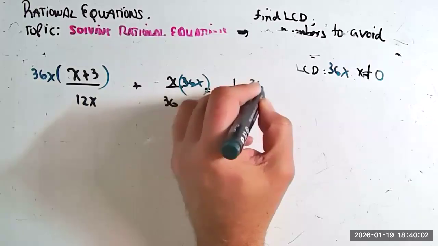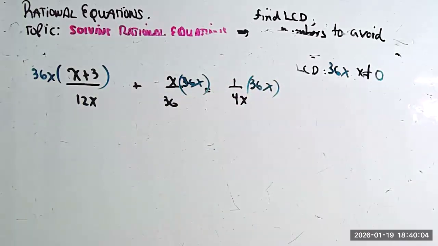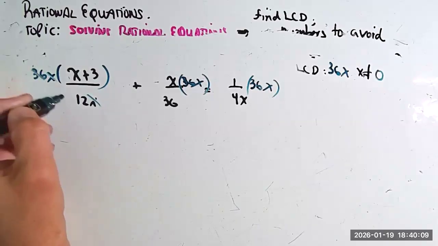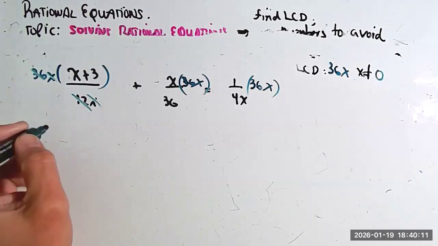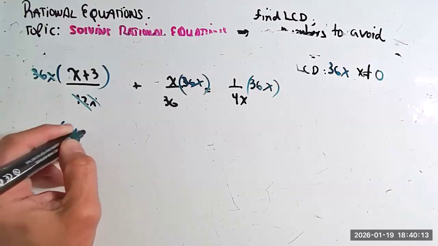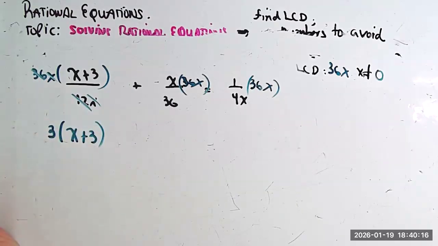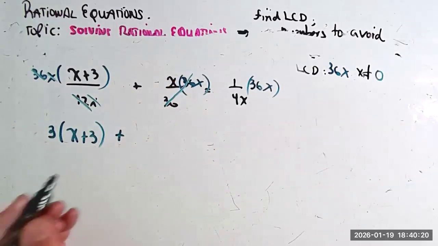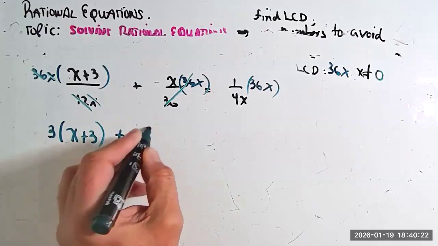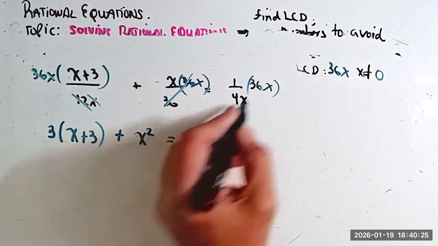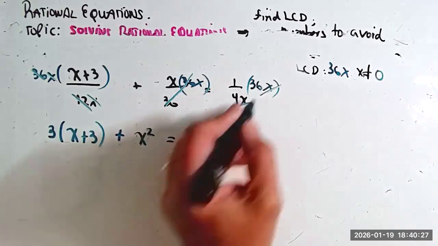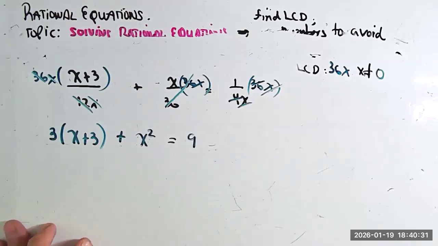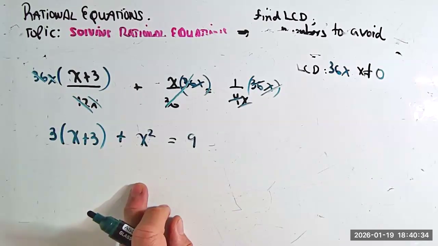Okay. And let's see what type of damage we made here. Well, here x over x is 1. 36 divided by 12, that would be 3 parentheses x plus 3, plus 36 over 36 is 1, so that would be x times x squared equals x over x is 1. 36 over 4, that would be 9. Okay, so we are done with the quadratic equation.